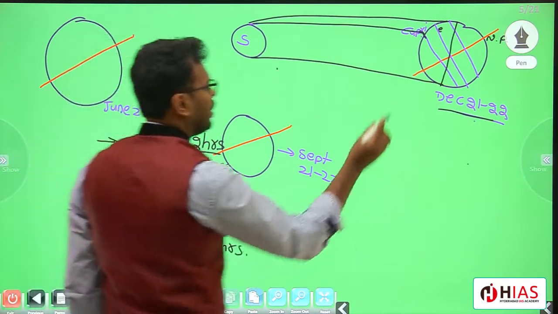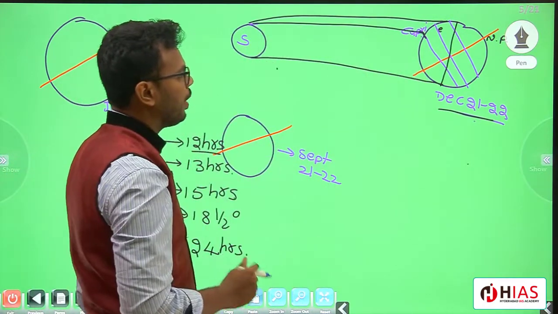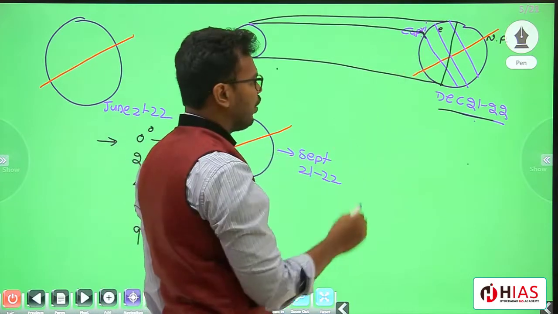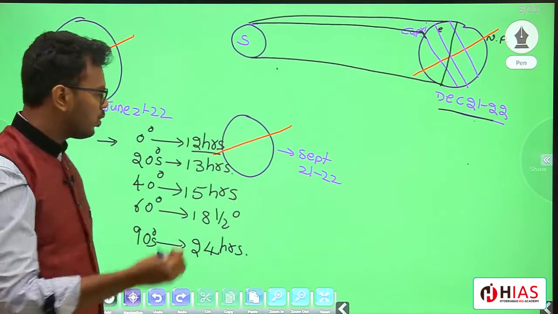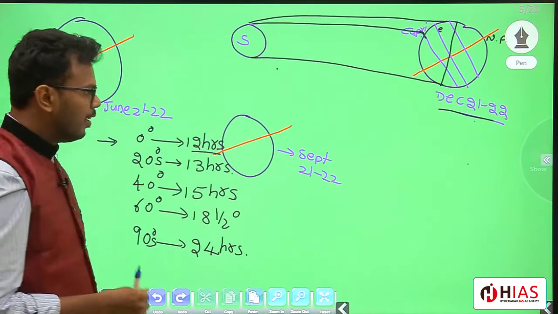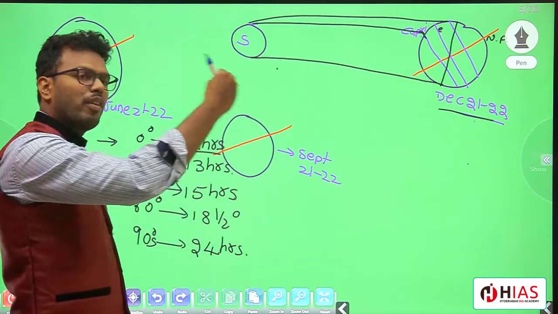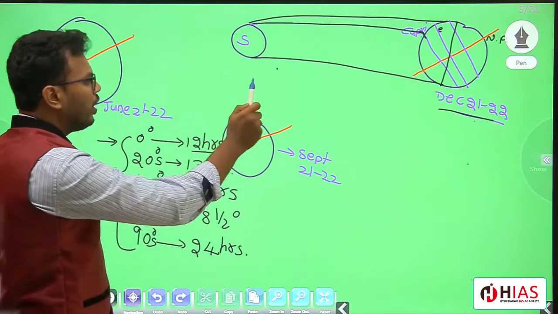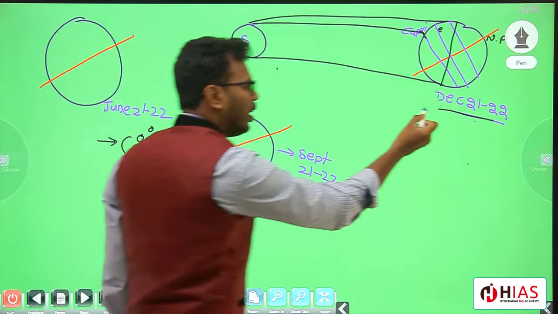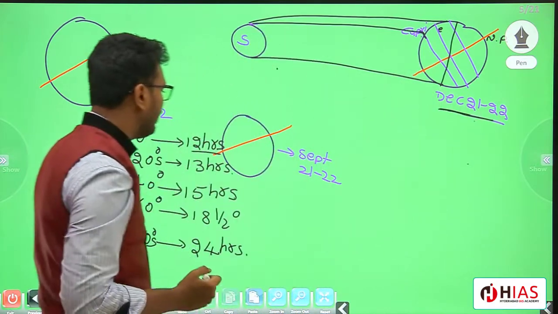So that means in the examination, questions can be asked. They will be giving you different places. So one is located at 20 degrees, one is located at 30 degrees, one is located at 40, 50, etc. The places which are away from the equator will experience more length of day during the winter solstice. That is on December 21, the winter solstice.